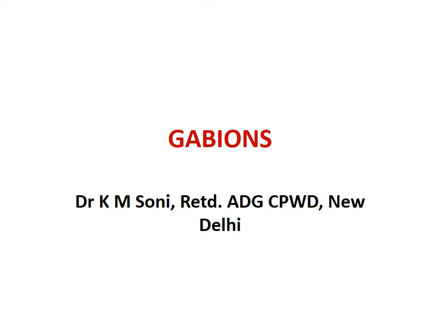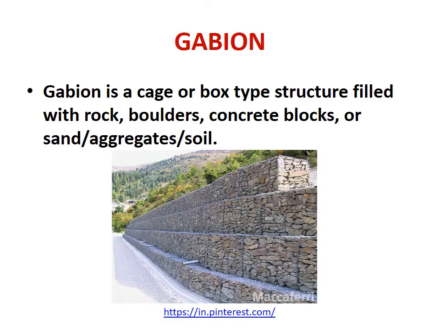Today we'll talk on gabions. We know that a gabion is a case or box type structure, and rock pieces or boulders or concrete blocks or sand aggregates, soil, etc. are filled up in these boxes, and those are called gabions. But mostly it is the rock pieces and boulders which are filled up in the gabions because they are locally also available in most of the cases. So gabion basically uses rock pieces and boulders.